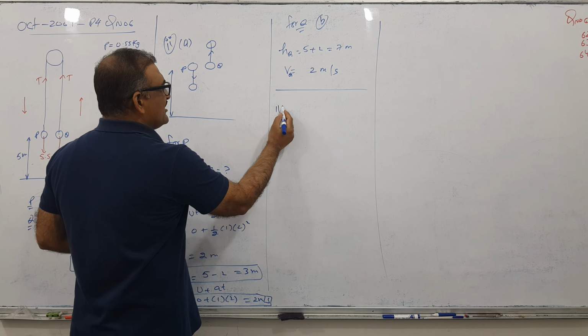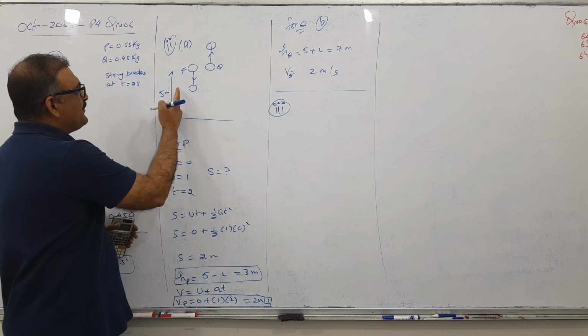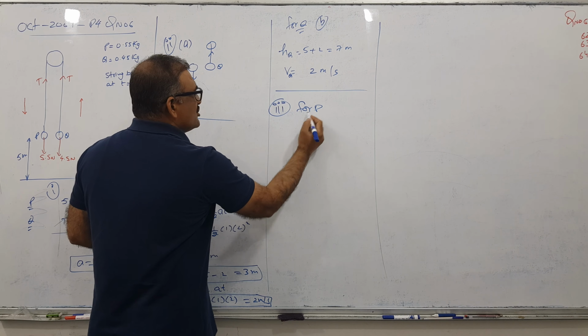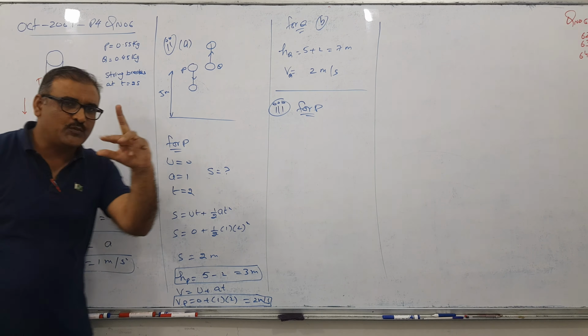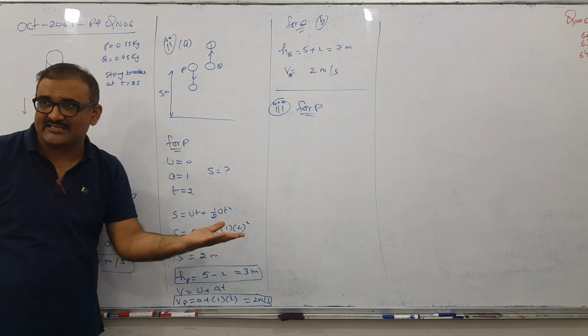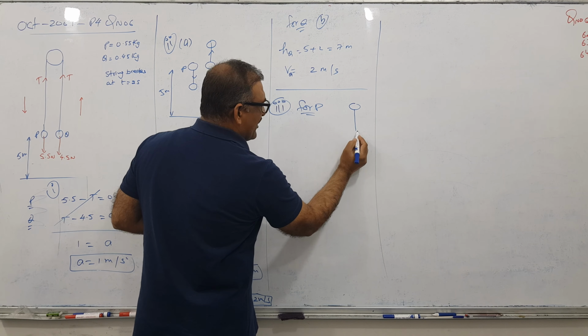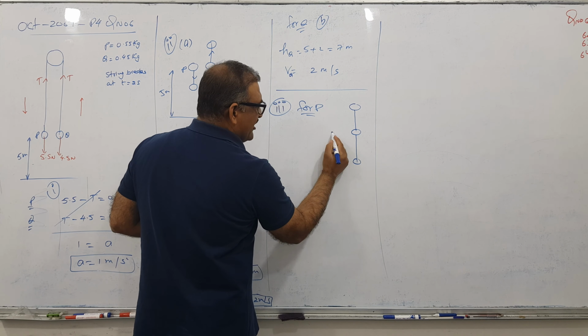So part number 3 starts from here. Let's talk about the P particle. It will move in two parts. First, when the string doesn't break, and after, when the string breaks. This is the P particle. Here, the string breaks.